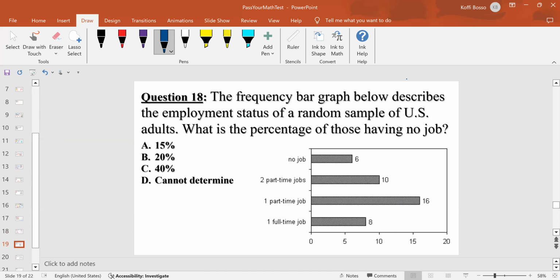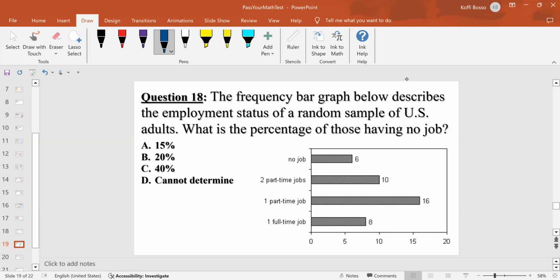Question 18, graph. Understand that this video is only for graphs, tables, lines, charts, diagrams. Yes, because in math tests you'll always see some questions related to graphs. You need to know how to solve graph questions. So practice makes perfect. The frequency bar graph below describes the employment status of a random sample of US adults.